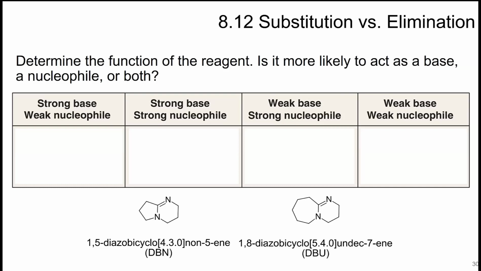When we first look at determining the function of the reagent, whether it's going to act as a base, both, or just a nucleophile, we can think of a couple of things. Reagents that act as a strong base or weak nucleophile include sodium hydride, DBN, and DBU. You can see those reagents here. Diazabicyclononene is DBN, and then the undecene is DBU. So these are acting as bases only.